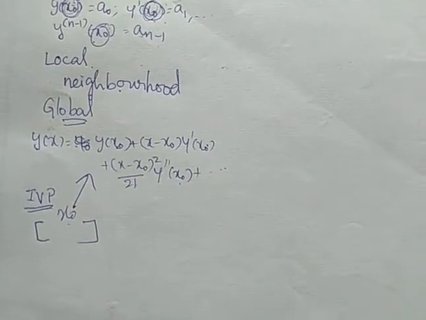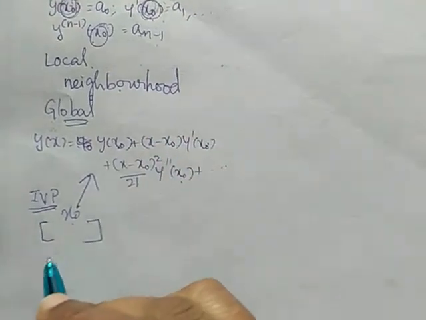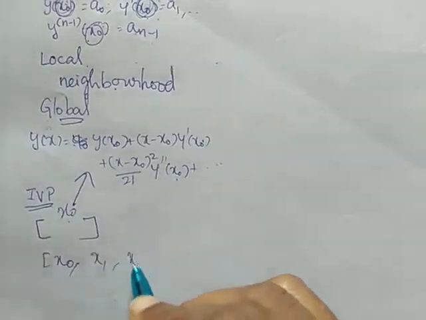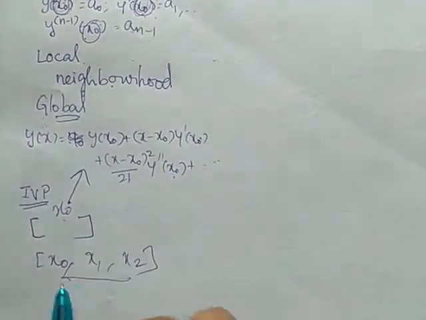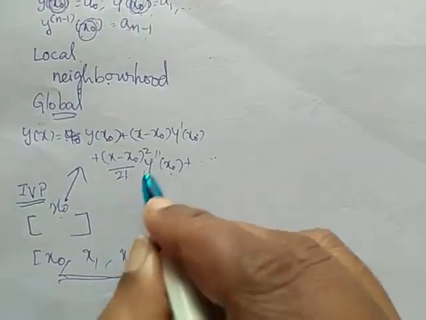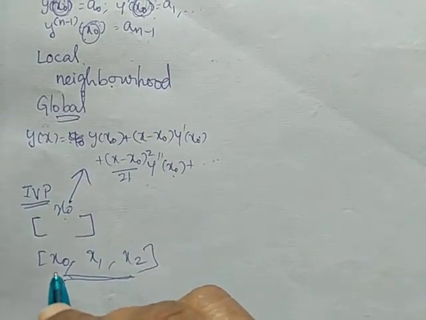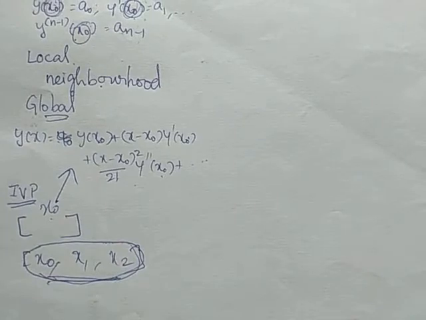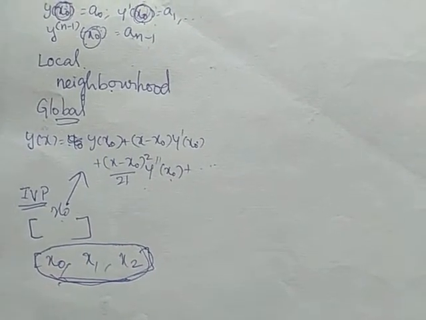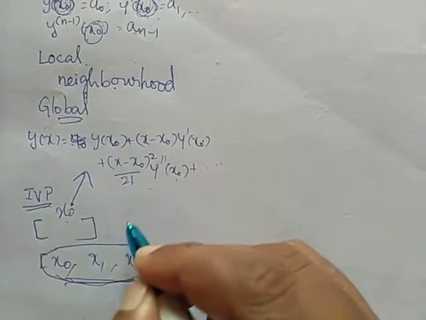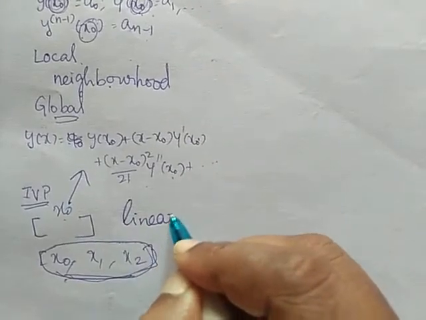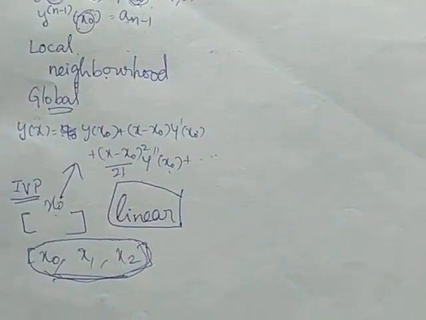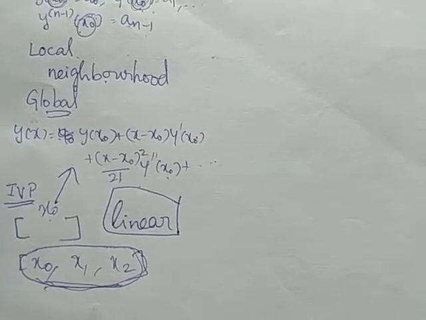Whatever boundary values we are having, boundary values means it will be described on x naught or x1 or x2, etc. Obviously the solution which we got is valid for the region which contains this point. The global analysis for linear boundary value problems is a little easier when compared to non-linear boundary value problems.